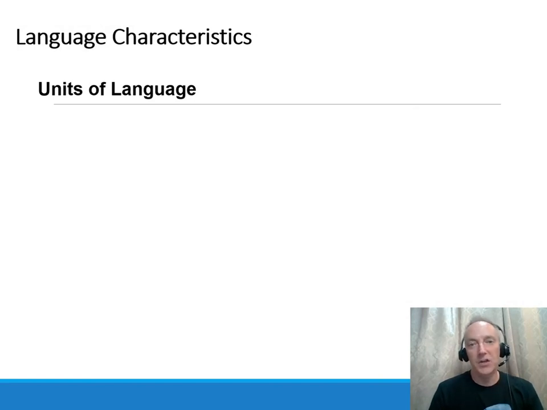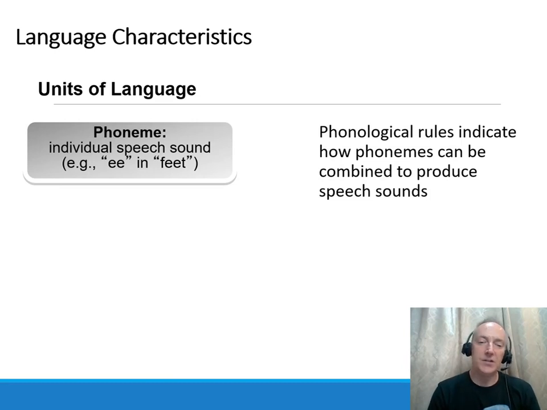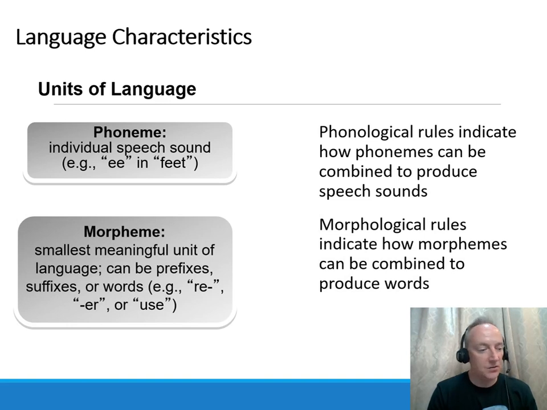Right, so now we're going to talk about the units of language. So in languages, a phoneme is the term we use for the smallest unit of sound. So in a spoken language, the smallest unit that represents a speech sound is known as a phoneme. A morpheme is our smallest unit of meaning. A morpheme could be a single word. A morpheme could be a part of a word, like a prefix or a suffix, if it conveys meaning.